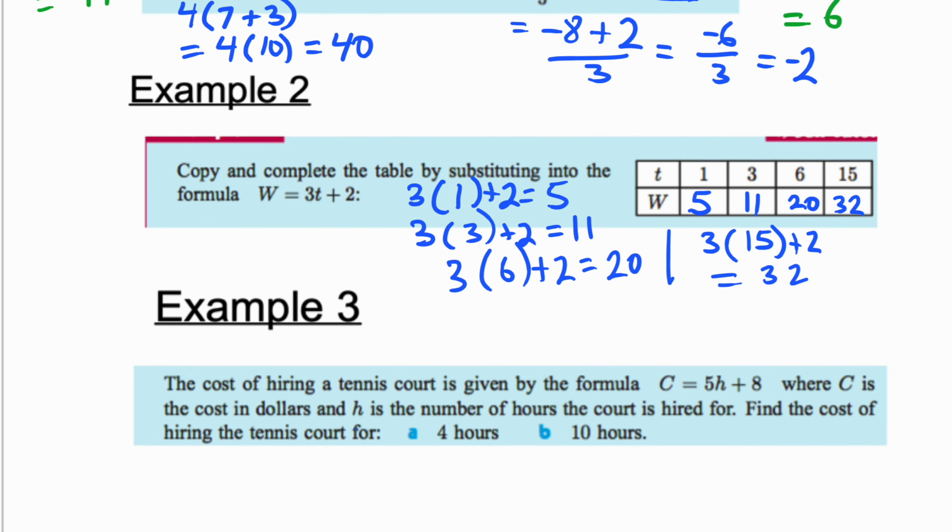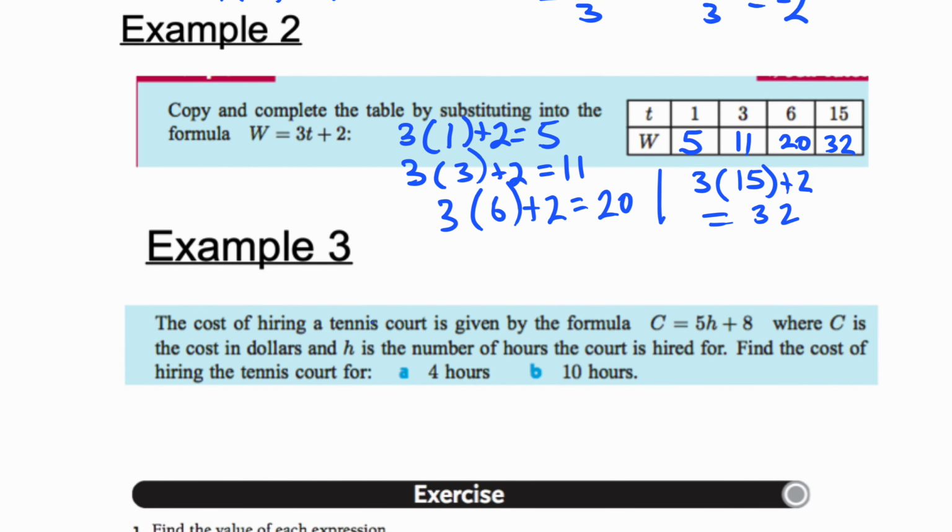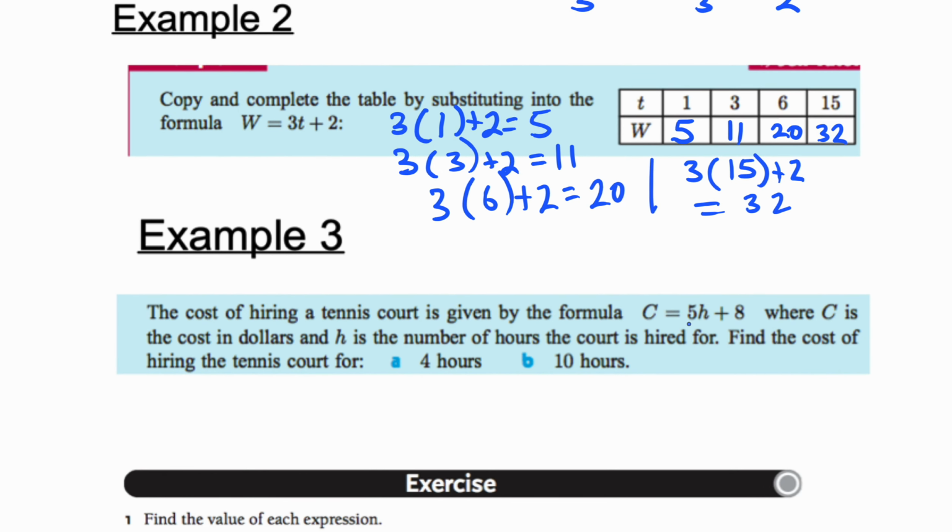Okay, in example 3, we have the cost of hiring a tennis court. It's given by this formula, where c is the cost and h is the number of hours the court is hired for. Find the cost of the hiring for 4 hours and 10 hours.